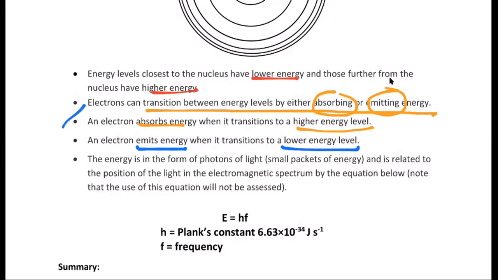So those two bullets right there are very important. You need to know that when they absorb energy, they go up to a higher level. And when they emit energy, that's when they fall back down, or they transition back down to the lower energy level, okay? Because those correspond to these absorption and emission spectra that we're going to look at in just a second.